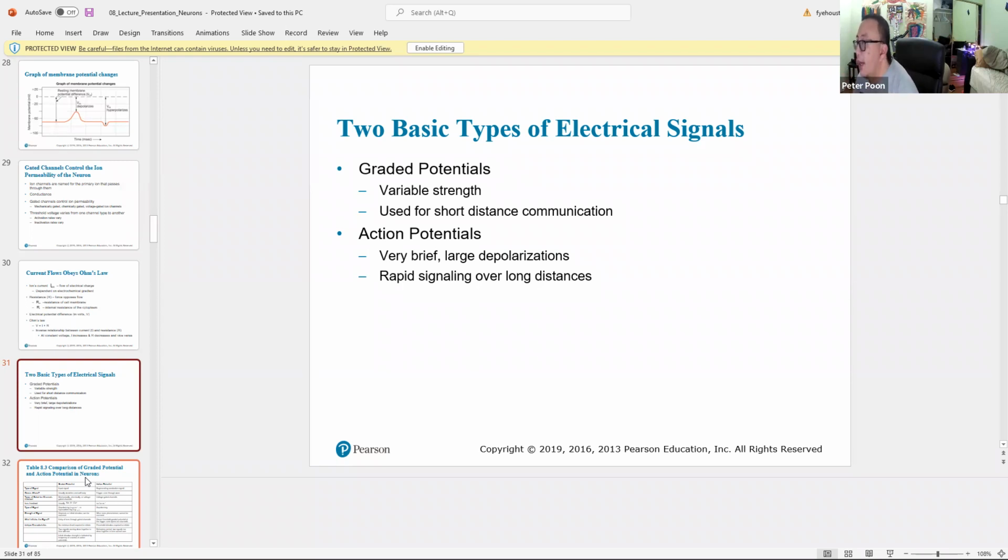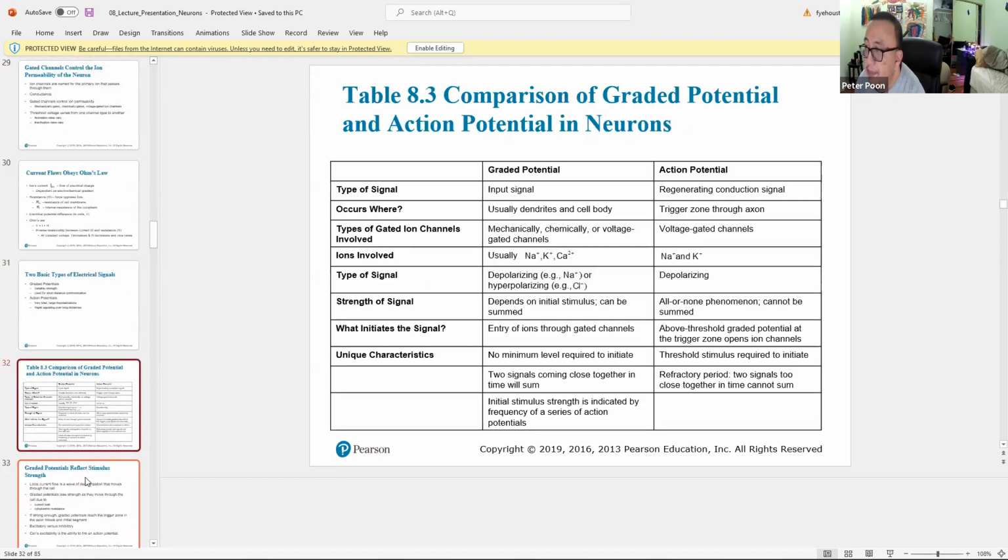They're great for short distance communication within the neuron, but action potentials are a very brief but very large depolarization. I will explain how large that is in a little bit. But that large depolarization can cause things to happen in rapid succession downstream. So you have an action potential that keeps propagating down the neuron. We'll talk about how that works in a little bit.